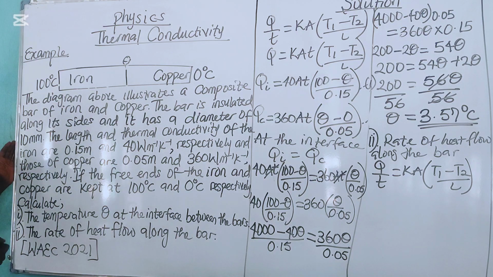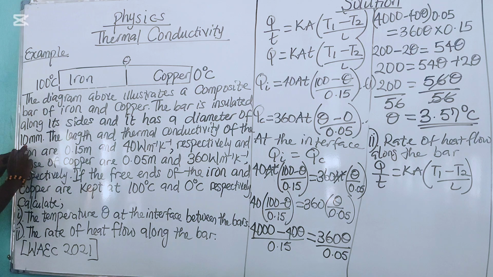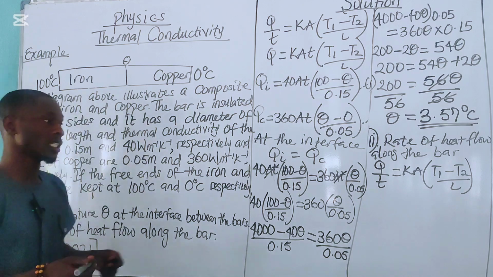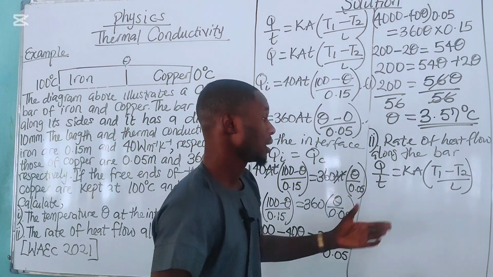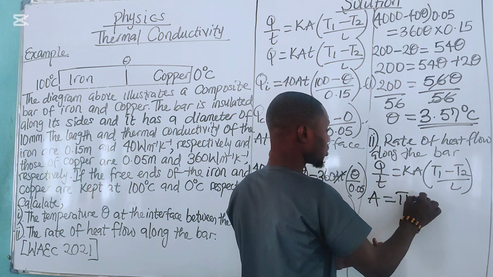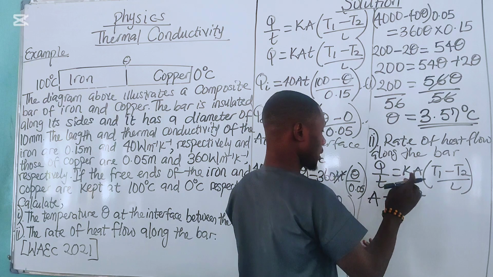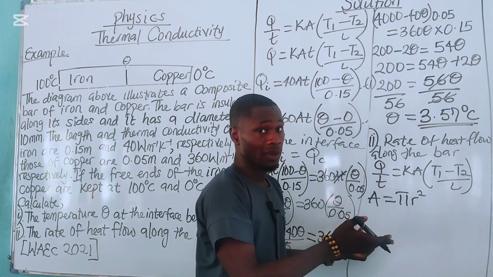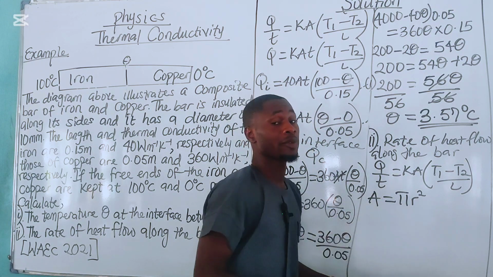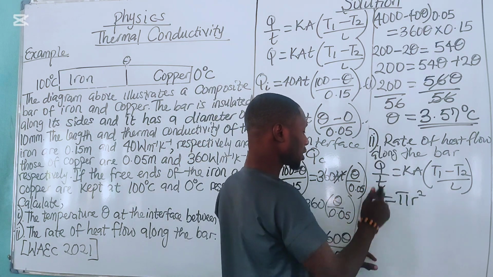But we are told that the diameter of the bar is 10 millimeter. So we need to find the area. Remember that the area of a circle is given as pi r squared. We are not given the radius, but we're given the diameter, and the radius is half of the diameter. So let's obtain the area before we substitute in our equation.